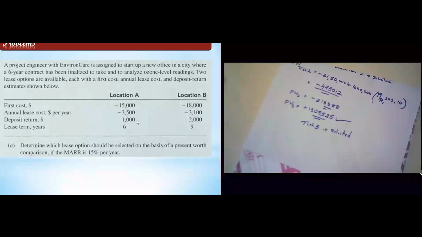Likewise, for location B, you have 2 sets. One is from 0 to 9, and the second one is from 9 to 18. So that means at the end of the 9th year, again the company will look into the cost specification as well as the revenue specification for location B. So the same set of economic factors or specifications will repeat for another 9 years after the lease term of location B. Okay, so that is how we calculate for the LCM method.